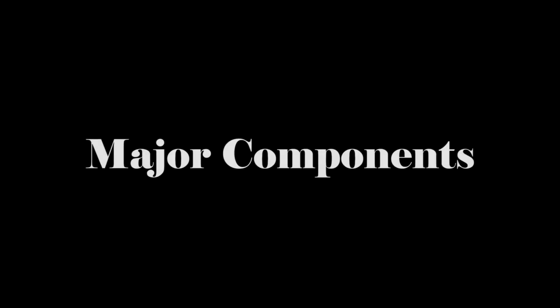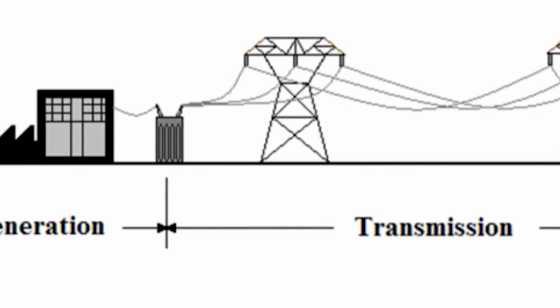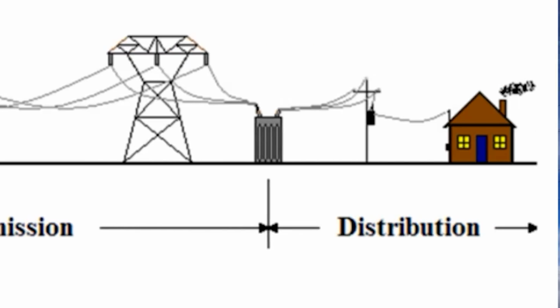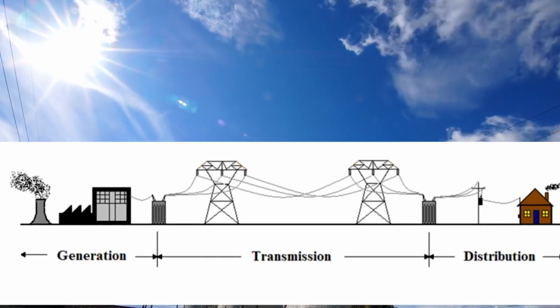Major components in the electric power infrastructure. There are three major elements of the electrical power grid. These are the generation, transmission, and distribution. These elements are all dependent on each other, yet distinct in their purpose.